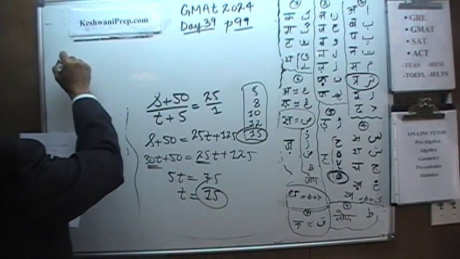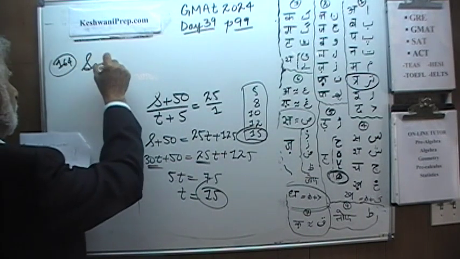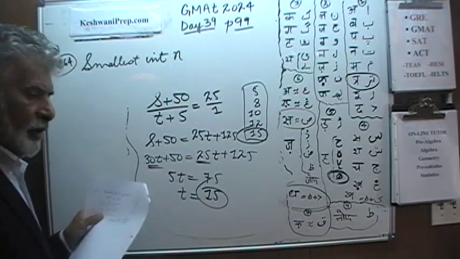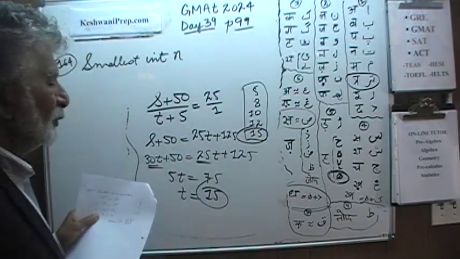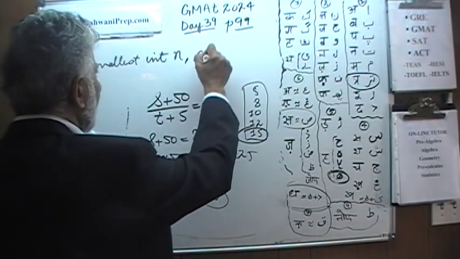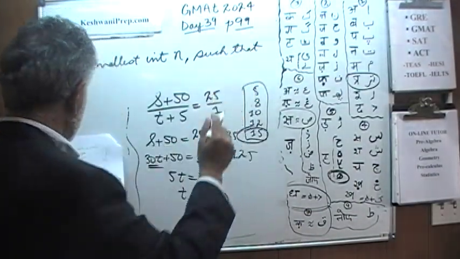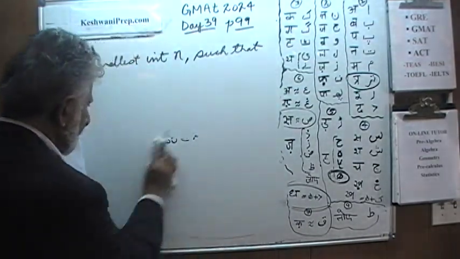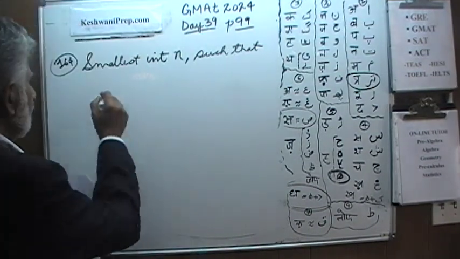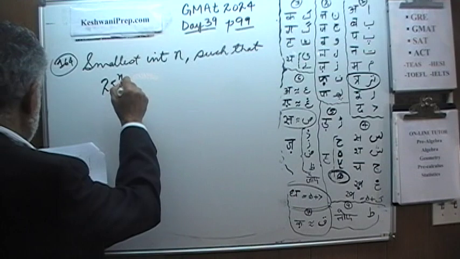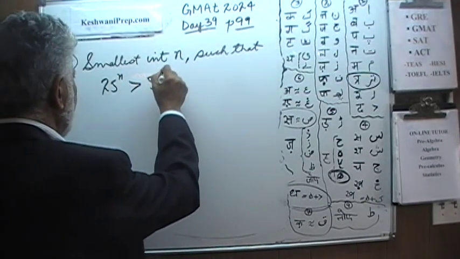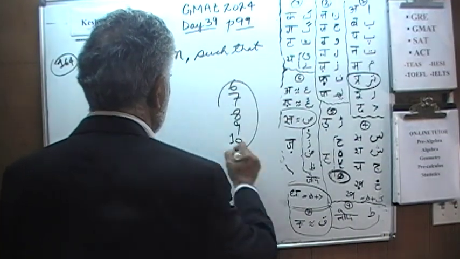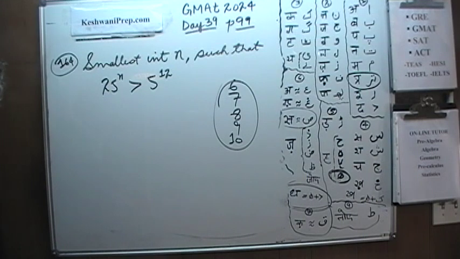We are looking for the smallest value of integer n, the smallest integer n, such that it satisfies the following condition. 25 raised to n has to be greater than 5 raised to 12. And here are the answer choices: 6, 7, 8, 9, and 10. Those are the answer choices. Again, one more time, pause the video, do it yourself.